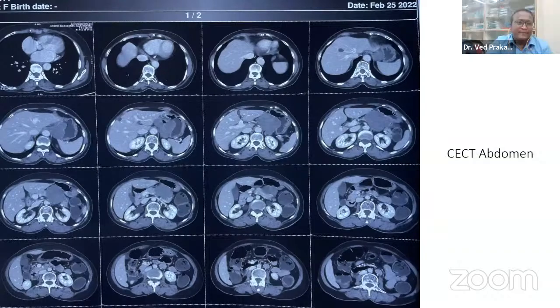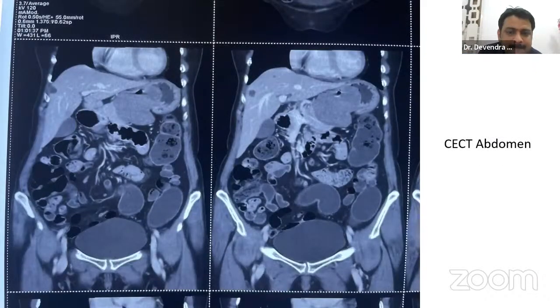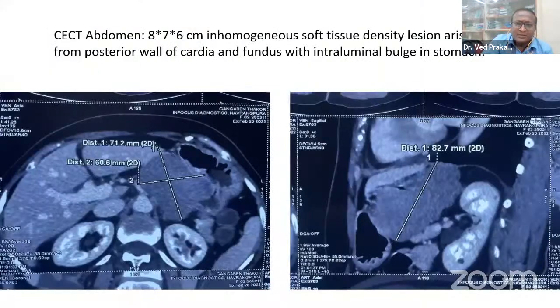Dr. Ved, can you read this image for me? Yes, sir. There is an expansile mass arising from the posterior wall of the stomach, pushing into the stomach, and expansile, it is going outward. It is free from the aorta. It is completely exophytic mass, sir, arising from the stomach. Okay, so it is a 8 by 7 by 6 centimeter lesion arising from the cardia and fundus of the stomach.